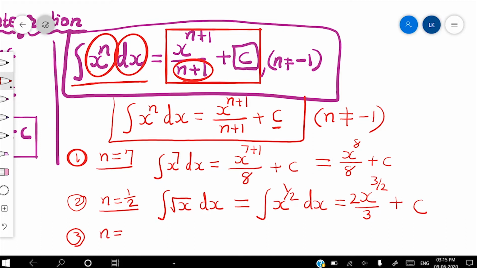Okay. One more example I am giving you as homework. Check yourself. If n is equal to minus half, then what happens? That means integral of 1 upon root x dx. Simplify and try to find the answer yourself.